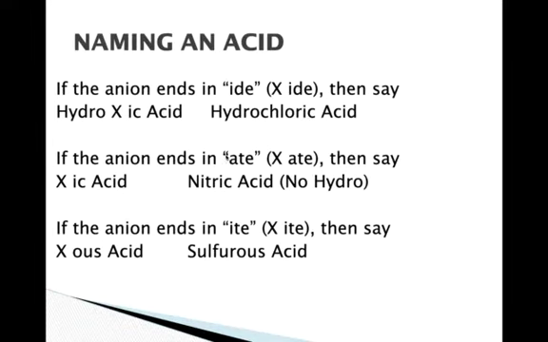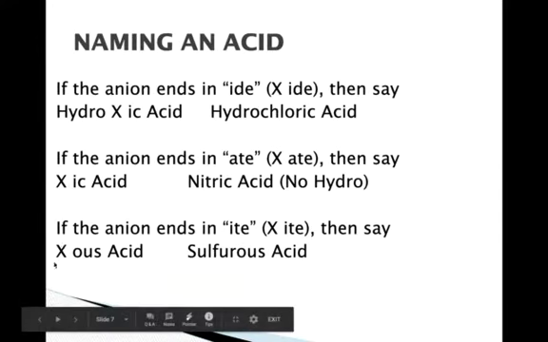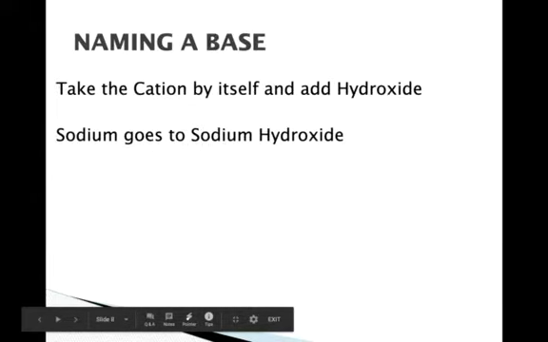If the anion ends in "ate," if it had been hydrogen nitrate, then you just need the anion name and you replace the ending with "ic." So hydrogen nitrate would be nitric acid. If the anion ends in "ite," if you had hydrogen sulfite, then you have the anion name and you replace the ending with "ous," sulfurous acid.